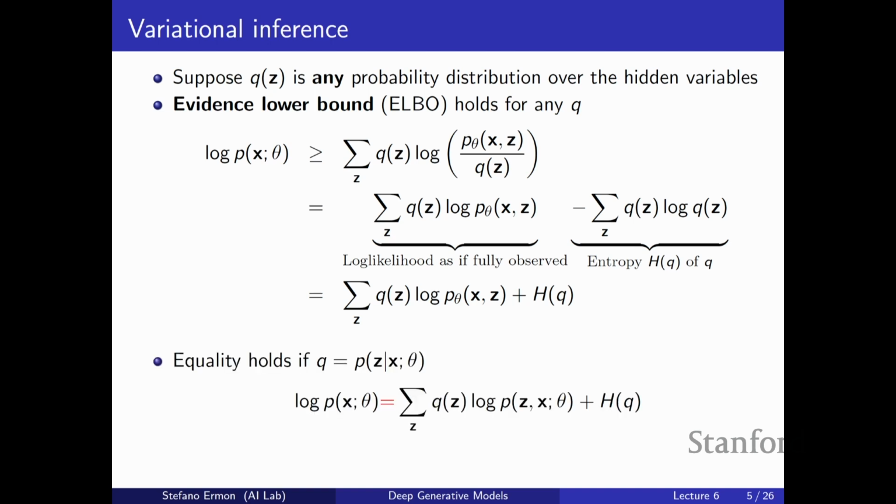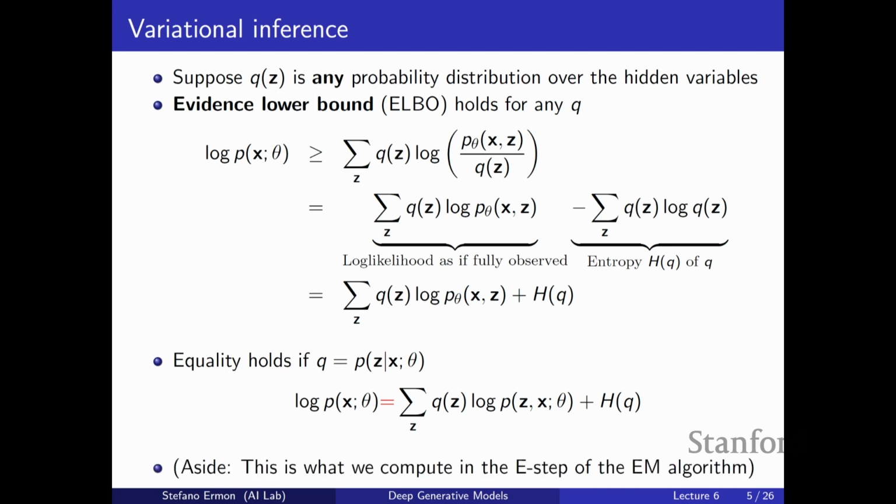And what we've briefly discussed in the last lecture is that if you were to choose Q, this inequality holds for any choice of Q. If you were to choose Q to be the posterior distribution of Z given X under your generative model, then this inequality becomes an equality, so there is no longer an approximation involved, and the evidence lower bound becomes exactly equal to the marginal likelihood. And as an aside, this is exactly the quantity you would compute in the E step of the EM algorithm, if you've seen it before.